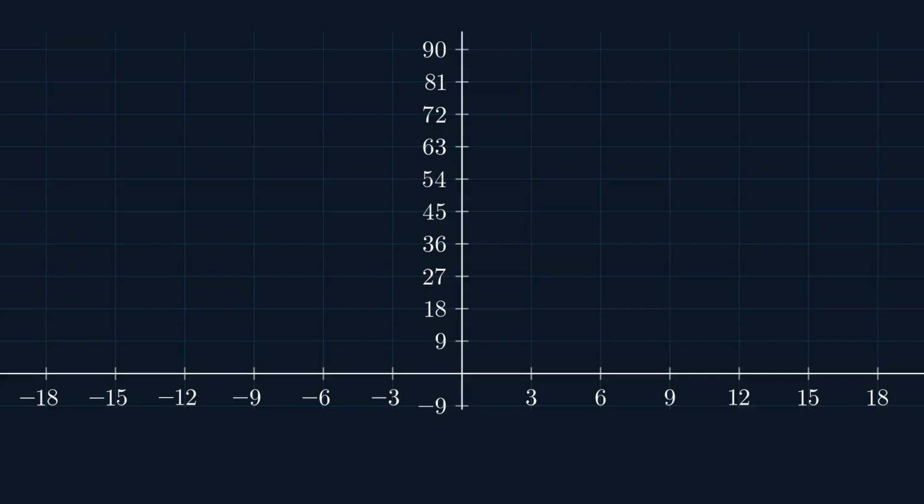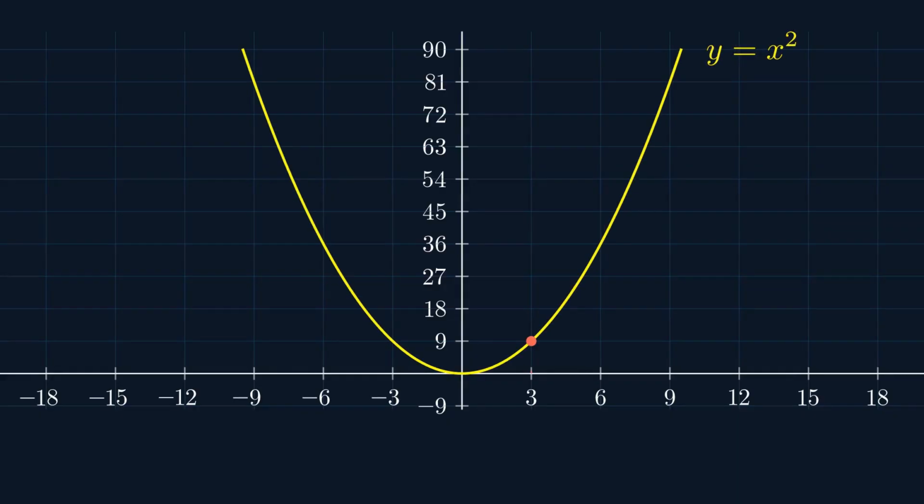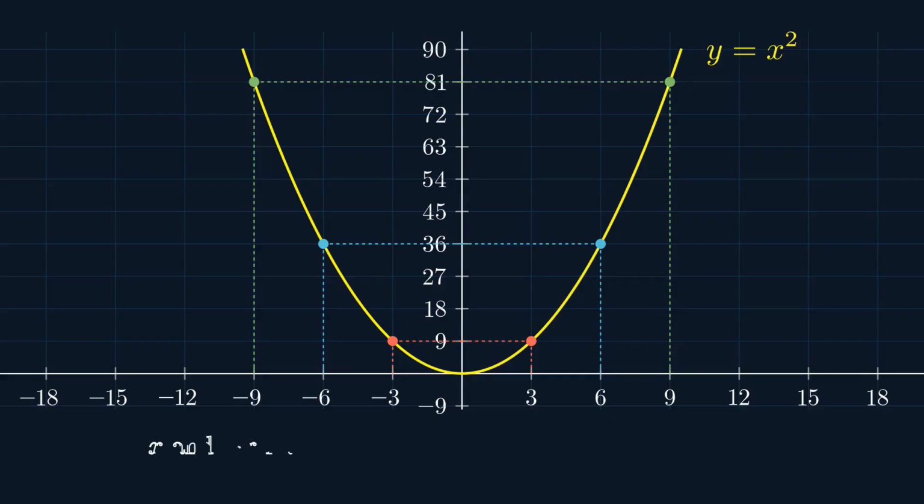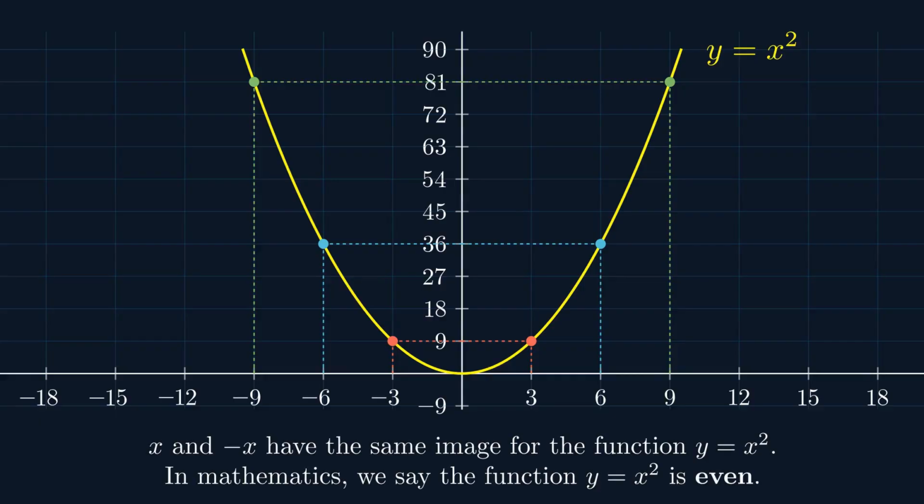Let's start. Have you ever paid attention to some type of functions and their shapes? Let's have a look at this function, for instance, y equals x squared. For every x you consider on the x-axis, the corresponding y value is exactly the same as the one from negative x. We say that y equals x squared is an even function.